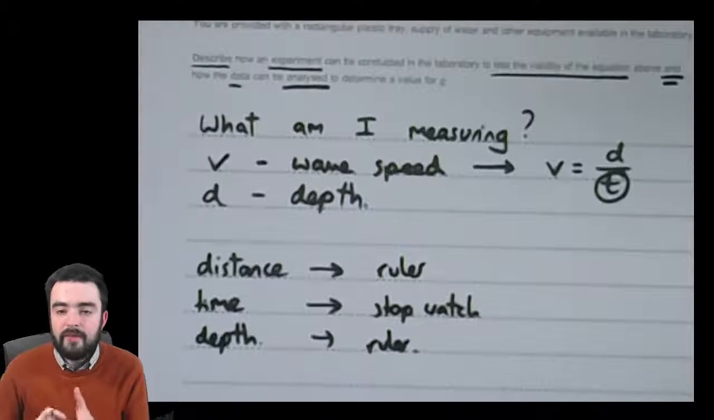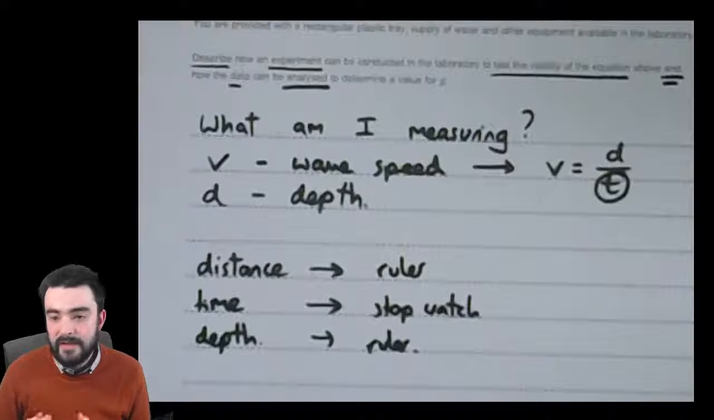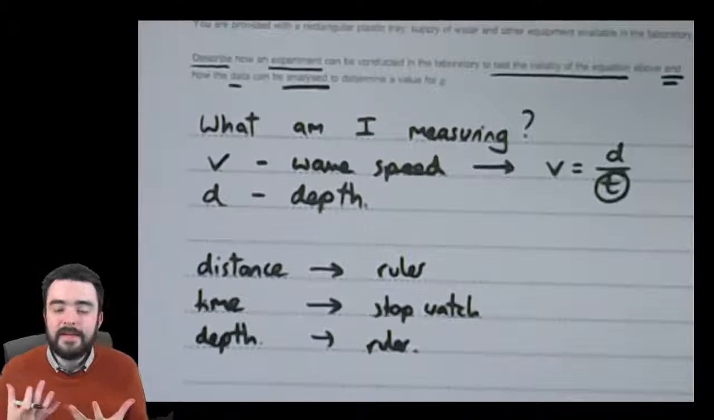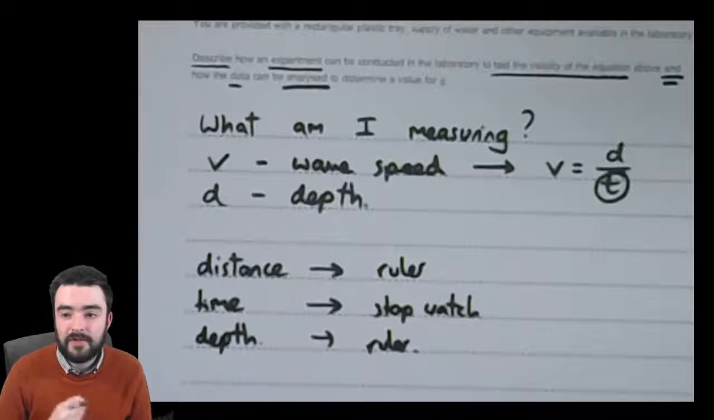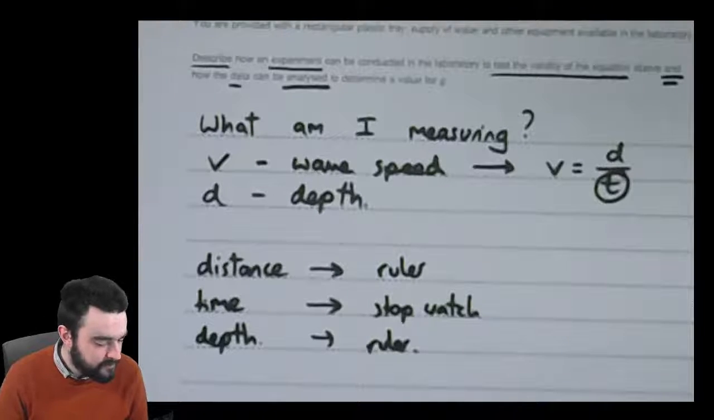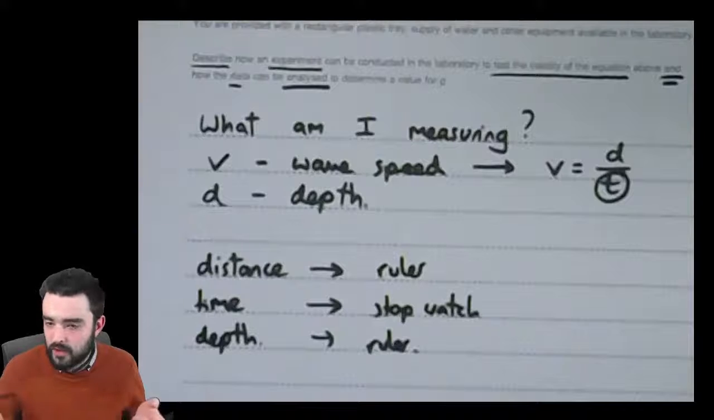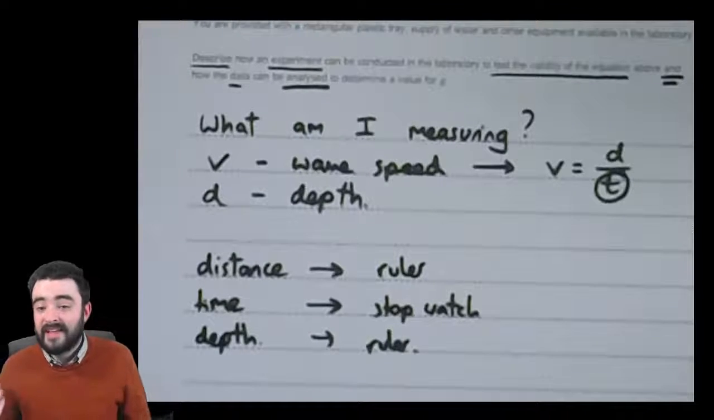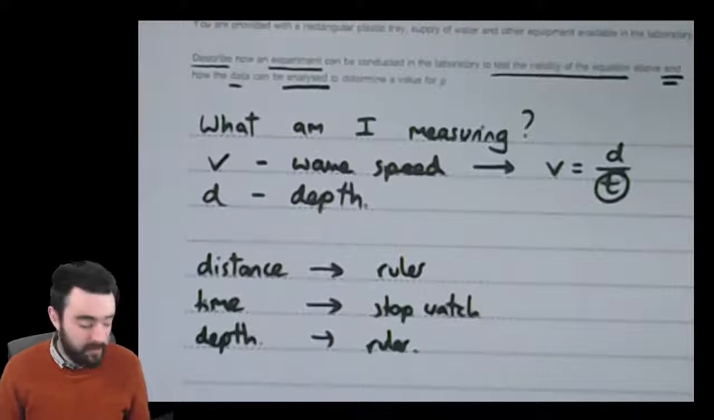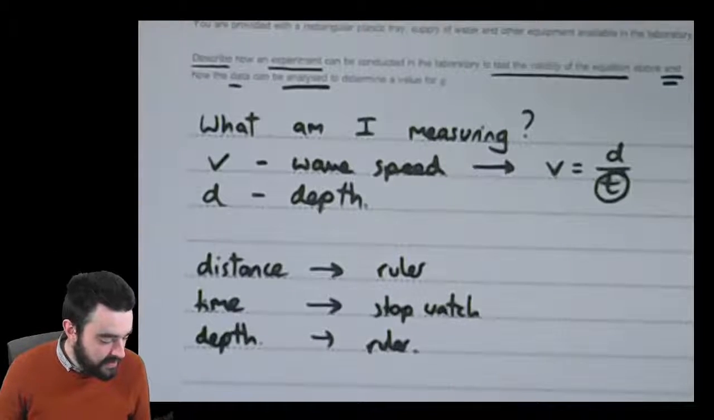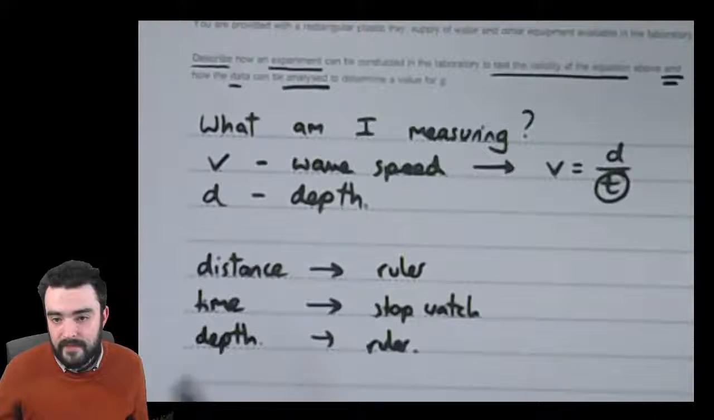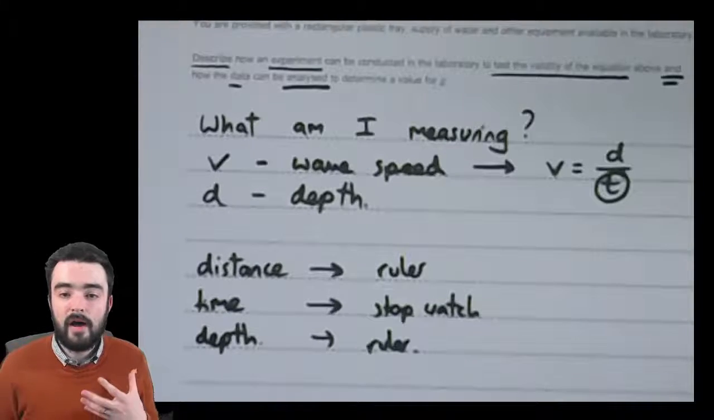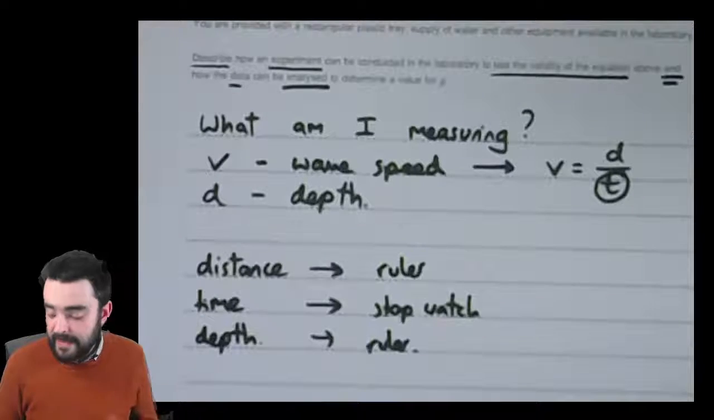So I know roughly what needs to happen, but now I need to describe in a bit more detail what I need to do. So I would need to create a wave somehow and try and do that consistently. So it could be dropping the tray, doing a pulse, dropping a ball in the water. I could get a ripple tank. All of these things are possible. I then need to talk about how I would measure each of these things. I would also need to talk about how I would try and get my results to be better.